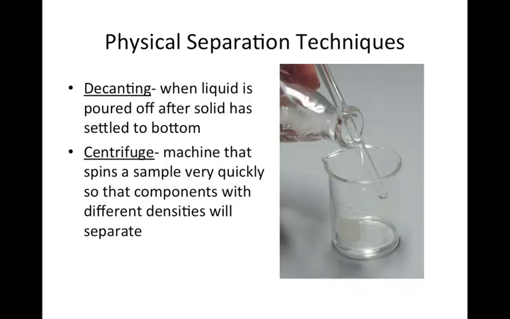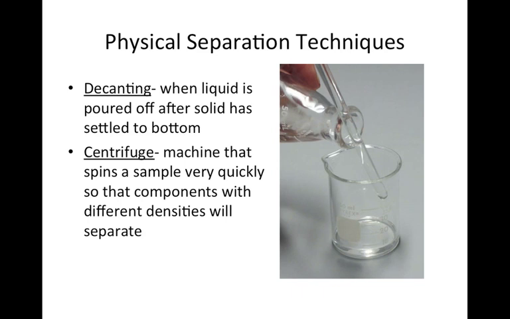Some other ones, decanting. Decanting, you see the picture on the right over here. It's when the liquid is poured off and the solid is left to settle at the bottom. Decanting usually happens with a heterogeneous mixture. You can see them, and so what you want to do is you just want to trap the solid that you can see in the very bottom and pour off just the liquid.